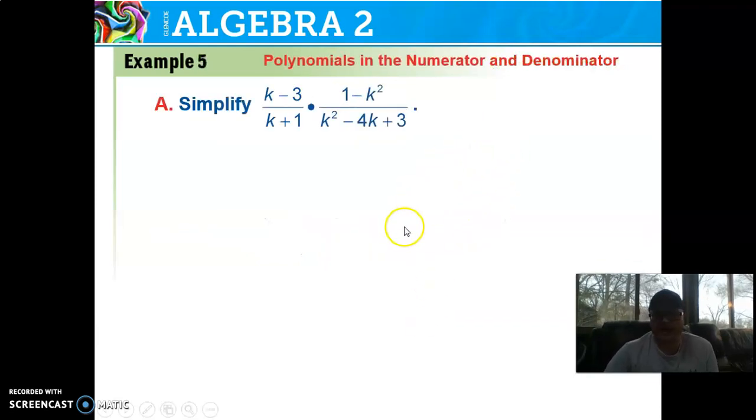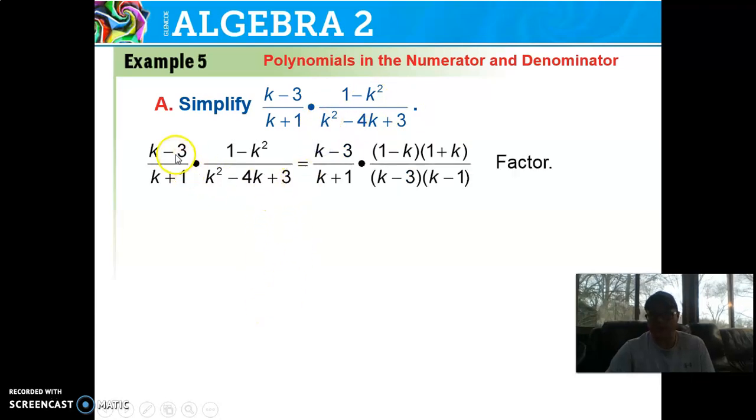Polynomials in the numerator and the denominator. Addition and subtraction are your enemies when you are trying to multiply and divide or cancel things out, if you will. You can't cancel things out, even though that's not really a thing, over addition or subtraction. So what we need to do is we need to turn it into multiplication by factoring. I see the top here as 1 minus k squared. I'm thinking difference of squares. This I'm thinking I can factor.